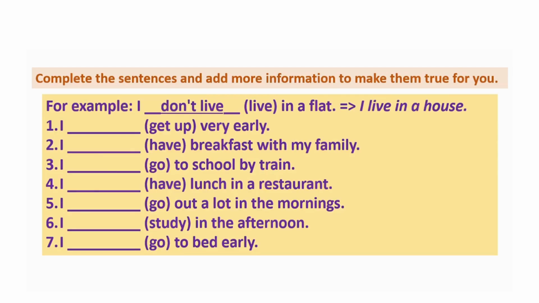Okay, here is another exercise, and this time it is different. You have to make them true for you. And here is an example. I live, which is given in the bracket, in a flat. So I say I don't live in a flat, I live in a house. And now please check 1 to 7 and write down the sentences that are true for you.